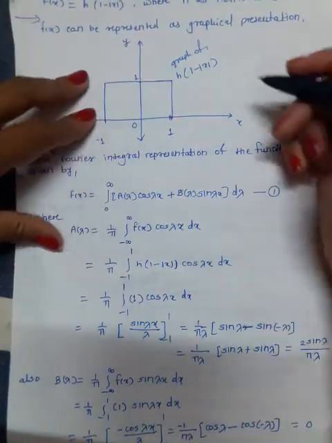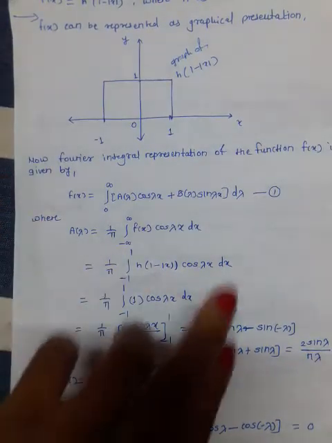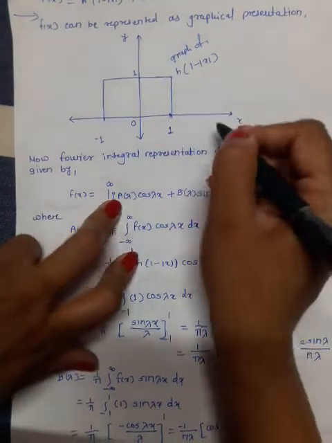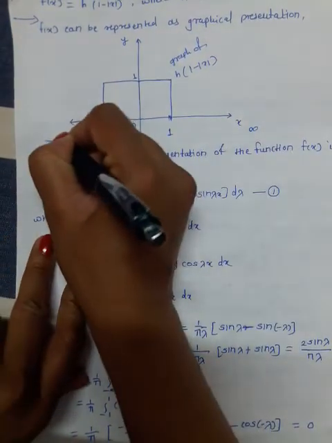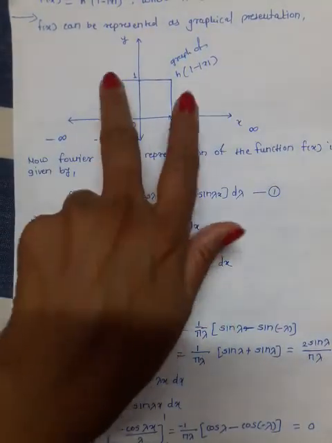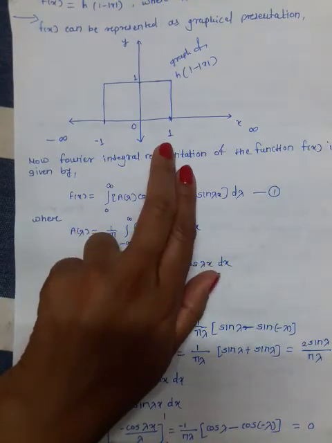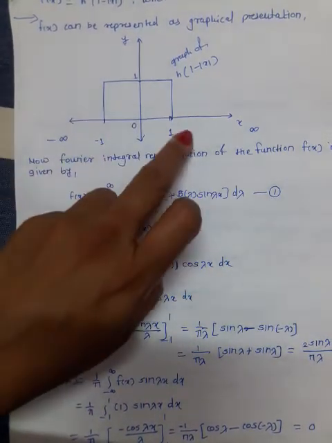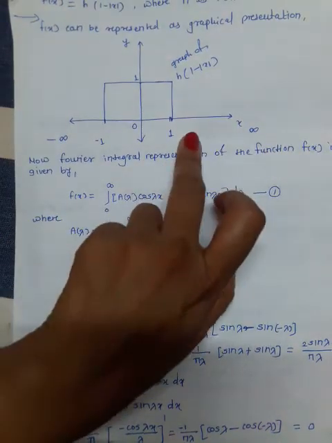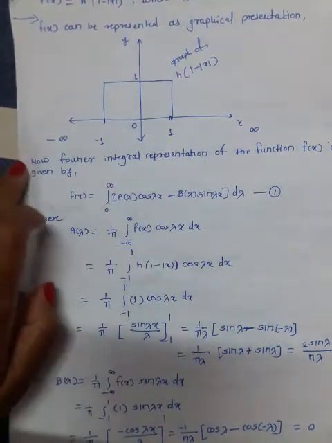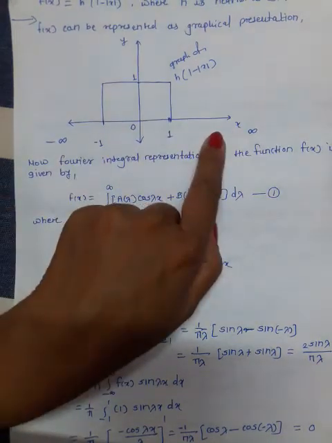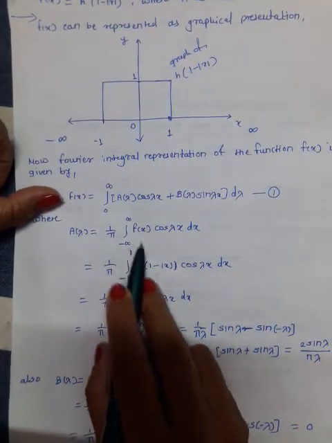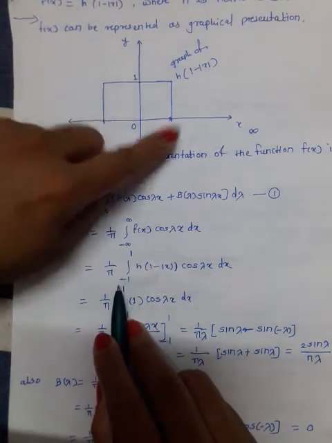Why do we draw this? Because we want to know the limits of this. What is our limit of integration? Minus infinity to plus infinity. Here infinity is there, here minus infinity is there, but this Heaviside function lies between minus 1 to plus 1 only. That's why in the rest of the intervals, 1 to infinity and minus 1 to minus infinity, the function value is 0. That's why the integration limits minus infinity to infinity change to minus 1 to 1.